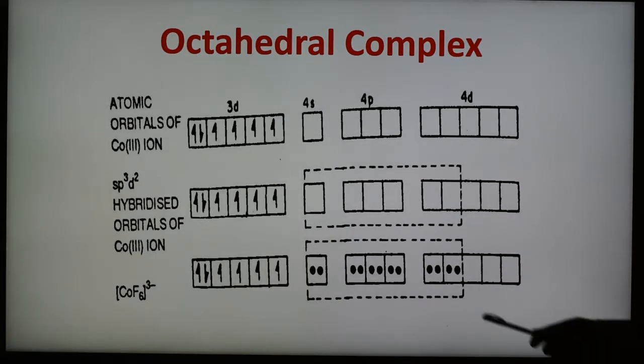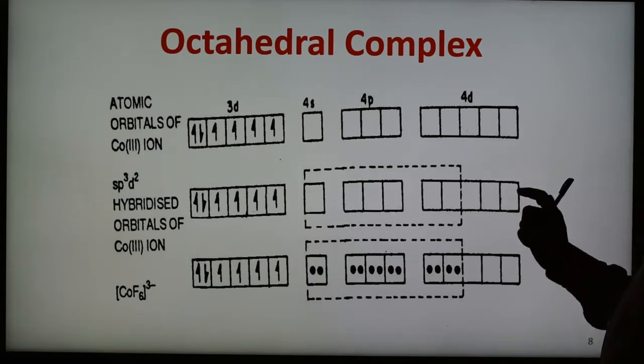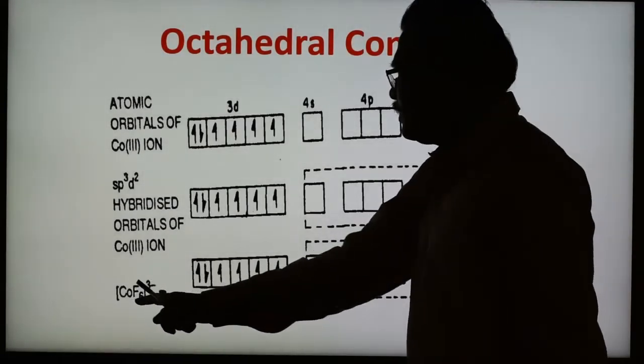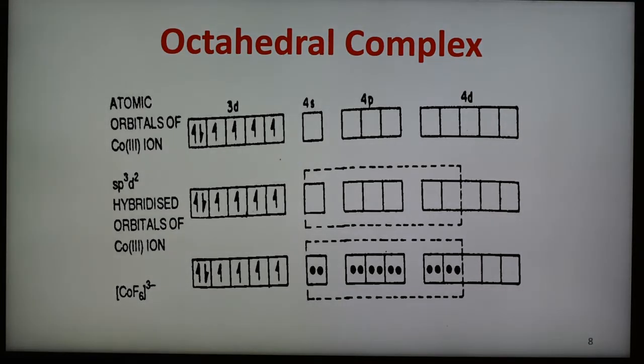So this is another example of an octahedral complex, and that is the hexafluorocobalt 3 plus complex. In this case the metal is cobalt, the ligand is fluoride, and the cobalt has a 3 plus charge, and the hybridization is sp3d2. It is an outer orbital complex, an octahedral and outer orbital complex, and the hybridization is sp3d2. So this is the formation of the complex.